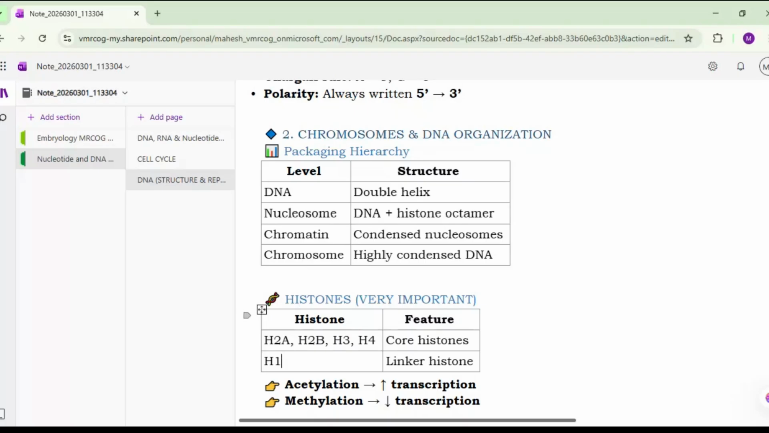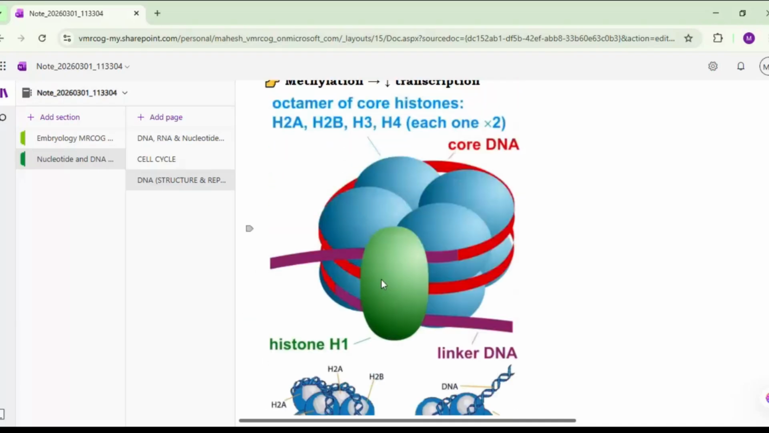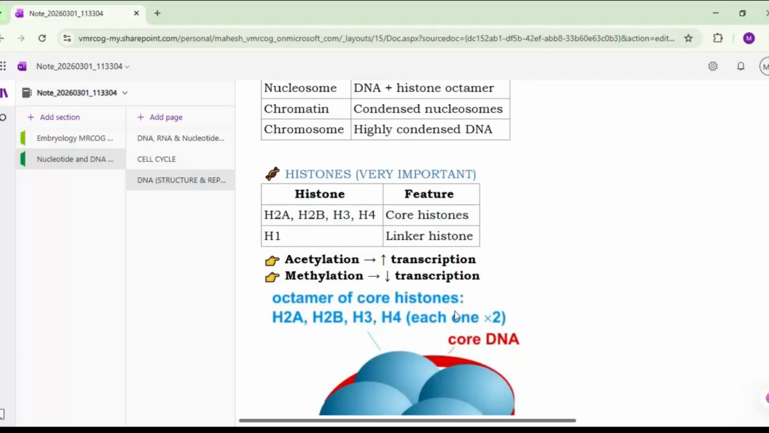Okay, so there are some histones. Okay, there are some core histones and the linker histone. The core histones are H2, H3 and H4. H2 is H2A and H2B, and H3 and H4, and the linker is only one, that is H1. Okay, so this is the octamer core. Okay, 1, 2, 3, 4 and similarly 5, 6, 7, 8. Okay, so these 4 plus there are 2 here and 2 on this side. So this is the octamer core of the histones.